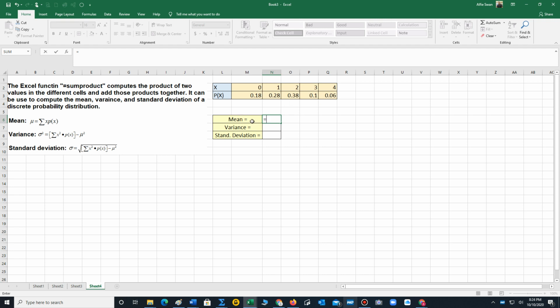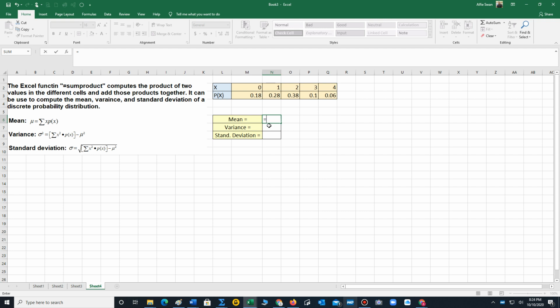To compute the mean, we can refer back to the mathematical formula. We would multiply each outcome with the corresponding probability and then sum all the outcomes. Excel has a built-in function called sum product. This computes the product of 2 values in different cells and adds those products together. It can be used to compute the mean, also the variance and standard deviation.